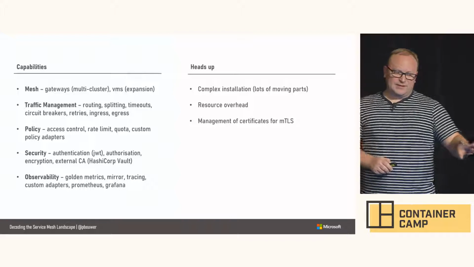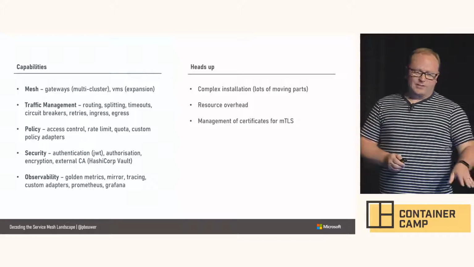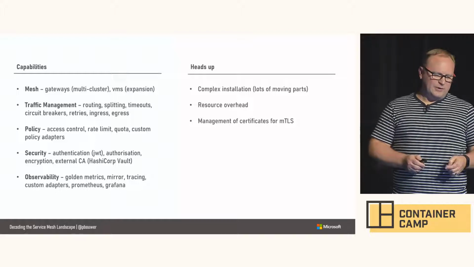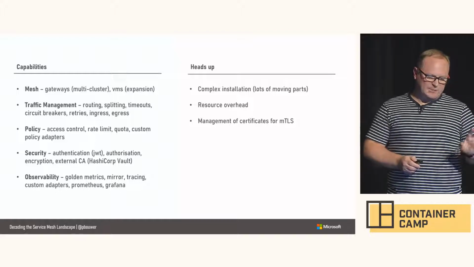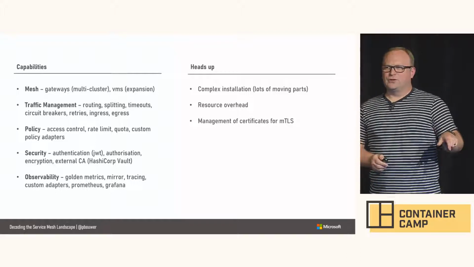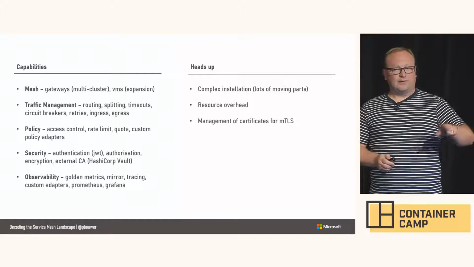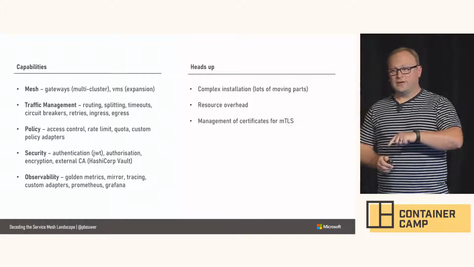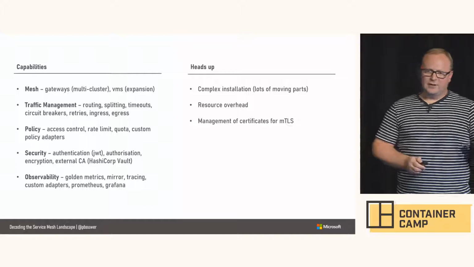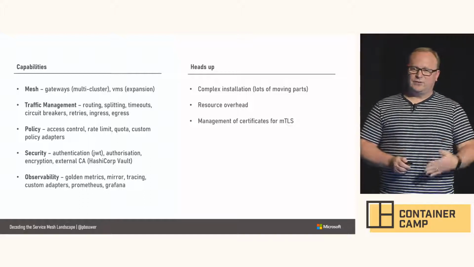So Istio has a ton of capabilities. It's got the gateways, as I mentioned, multi-cluster expansions with VMs. It's got a ton of traffic management capabilities, policies. Their security is pretty impressive. You can do end-to-end authentication and routing based on user authentication and authorization. So they understand your tokens. They also support external CAs through HashiCorp Vault.